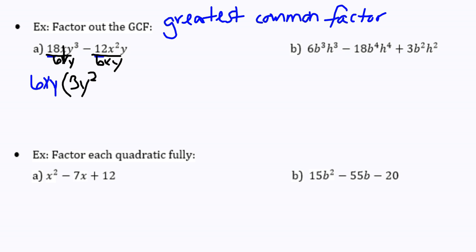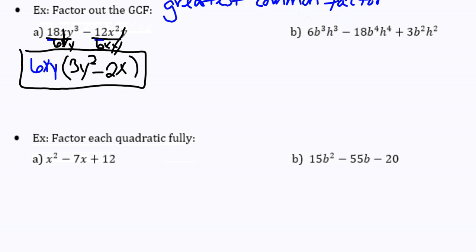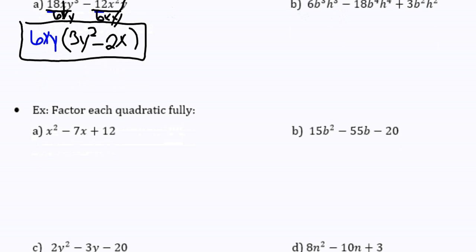Then in the second term, minus 12 divided by 6 is 2, x squared divided by x is x, and my y's here cancel. So you should have two parts when you factor out a GCF. You should have the GCF itself on the outside, and then what's left inside the parentheses afterwards. Okay. Next thing we're going to do is factor fully, okay, or sometimes you'll see factor completely.